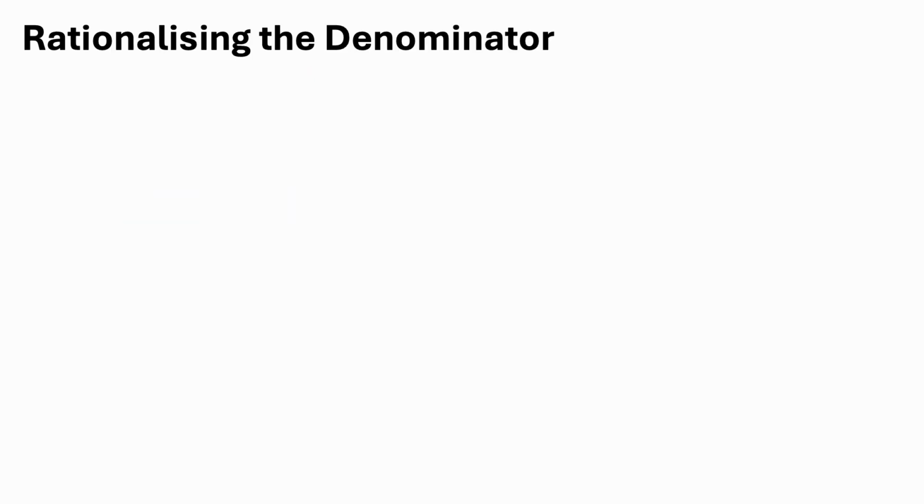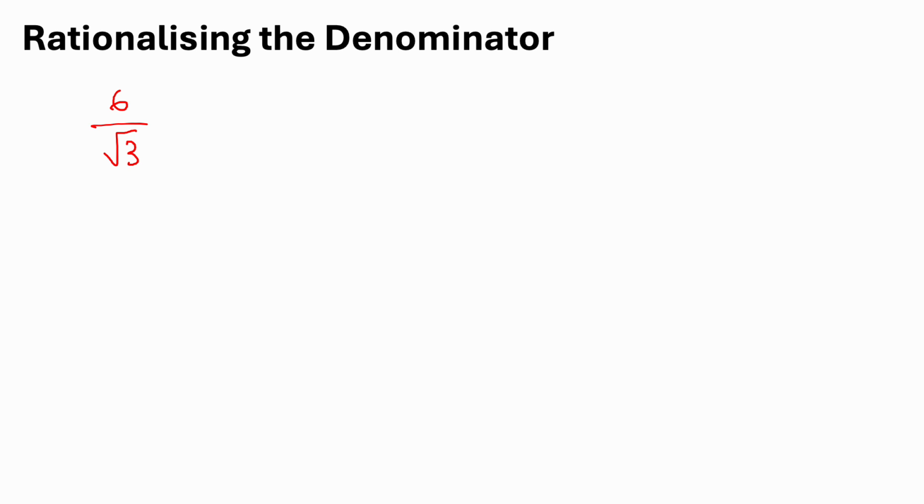Okay, so now we're going to go on to rationalising the denominator. So what does rationalising the denominator mean in terms of surds? For instance, let's say you have 6 over root 3, and then we were asked to rationalise the denominator. What that means is we want to get rid of that surd at the bottom as our denominator. We don't want a surd, we want a whole number.